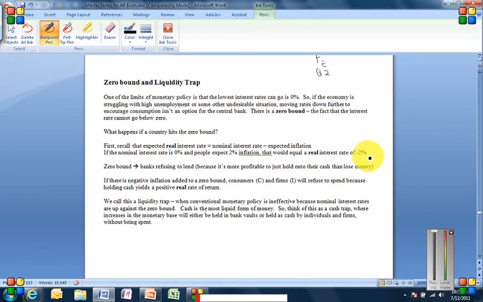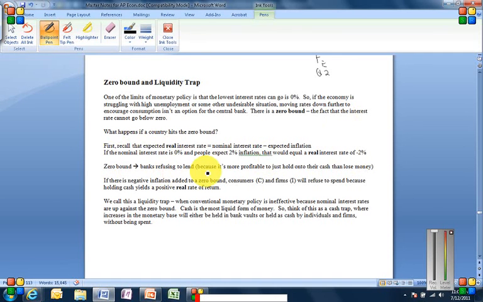Now, I don't know about you, but I don't want to lose money in that kind of a transaction. If I'm going to loan somebody money at a nominal interest rate of 0%, and there's inflation happening, it just doesn't make any sense. Nobody would want to do that. So what are we saying here? We're saying if there's a zero bound, that would lead to banks refusing to lend because it's more profitable just to hold on to their cash than lose money.